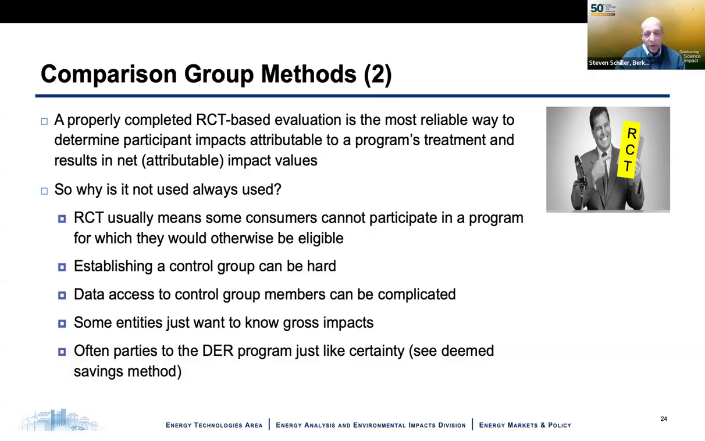And the deemed savings, well, some people who are doing programs just really like certainty. The deemed savings provide certainty. You know upfront that if you replace 10,000 LEDs, what the deemed savings are going to be, versus waiting until the end of an evaluation with a control group to find out what the impact is. And that certainty can be very appealing.